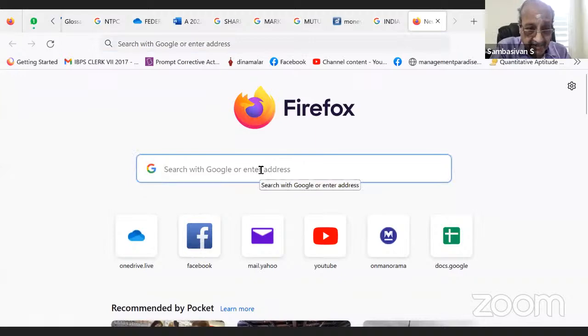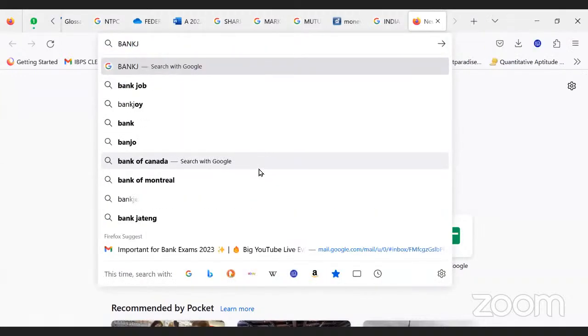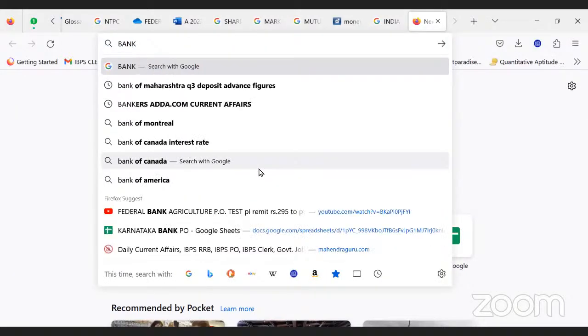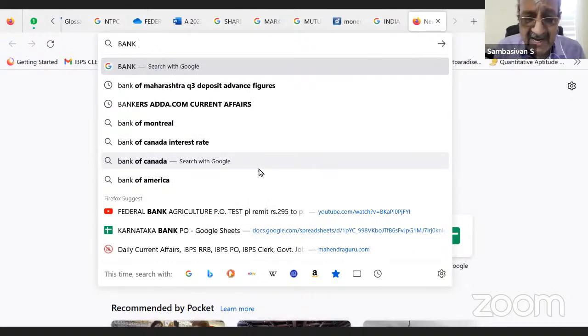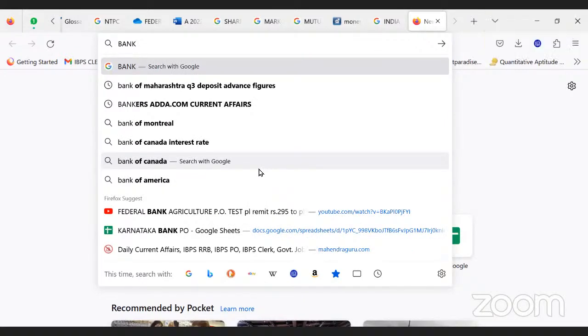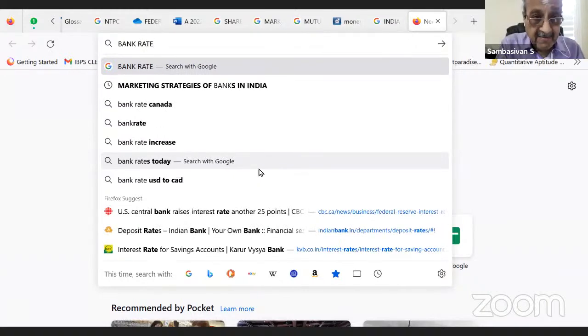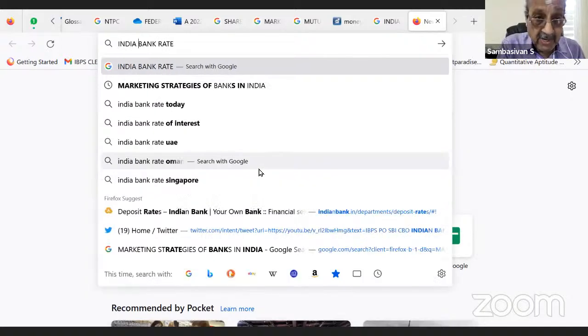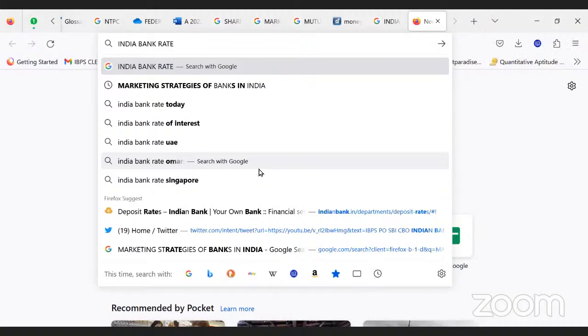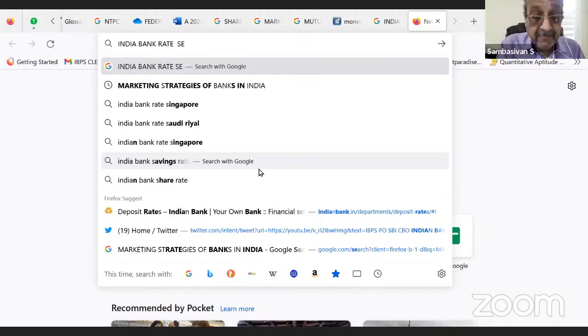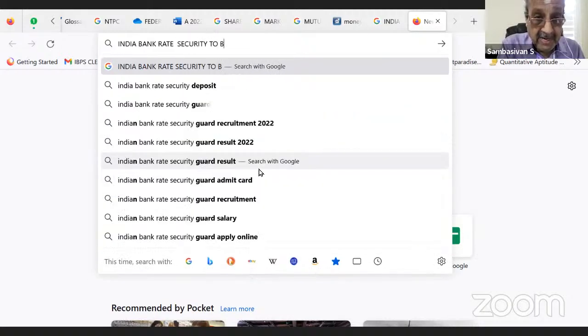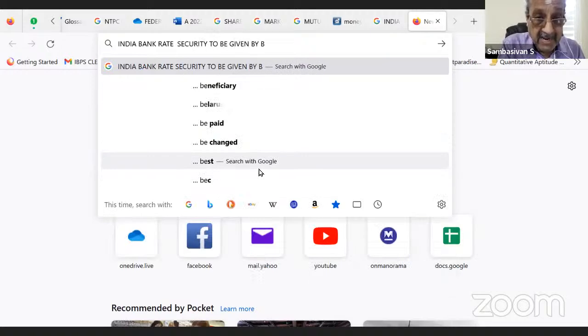Bank rate is the rate at which commercial banks can borrow, without any security? Even in bank rate, they will ask for security. The only condition is that it is for a longer period. Bank rate, I think so, because I'm getting a doubt. Bank rate in India, without security? Security to be given by banks.